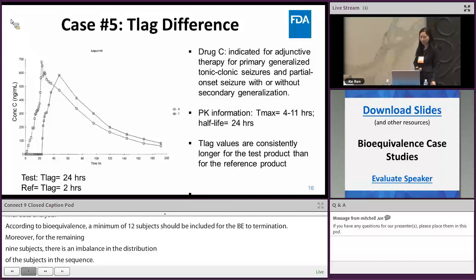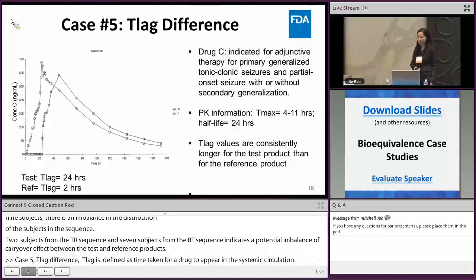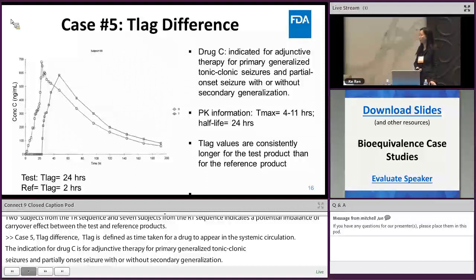Case 5, Tlag difference. The Tlag is defined as the time taken for a drug to appear in the systemic circulation. The indication for drug C is for adjunctive therapy for primary generalized tonic-clonic seizure and partial onset seizure with or without secondary generalization. The Tmax for this drug is about 4 to 11 hours. The half-life is 24 hours.